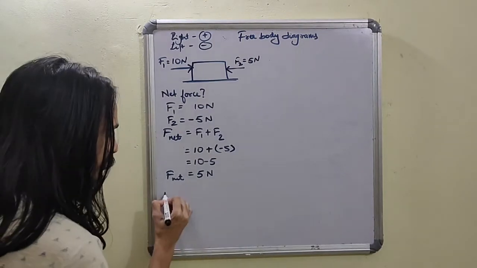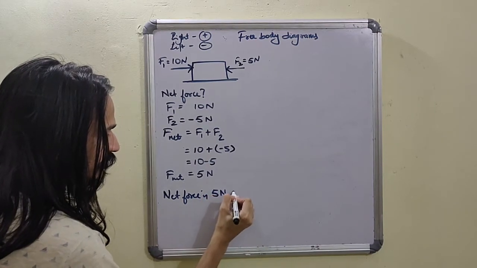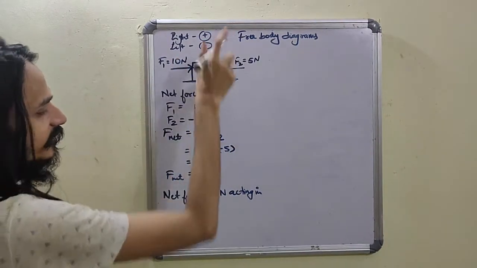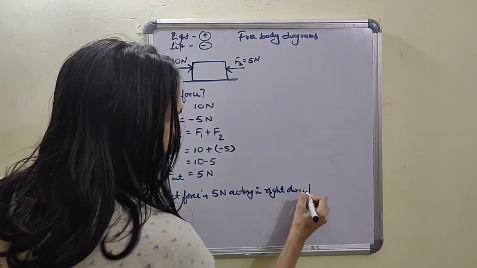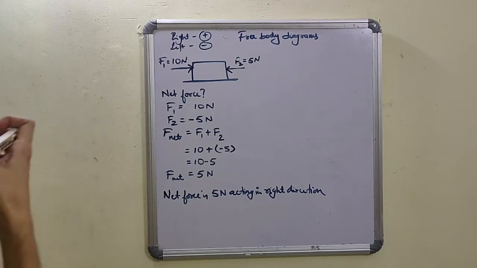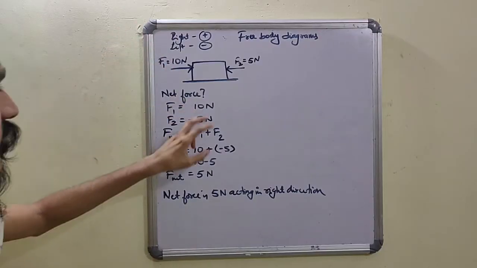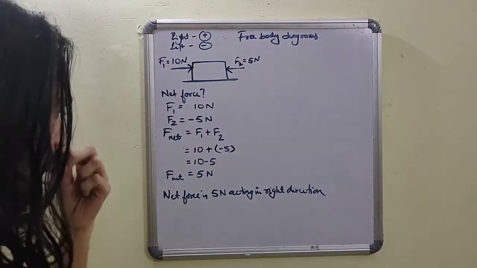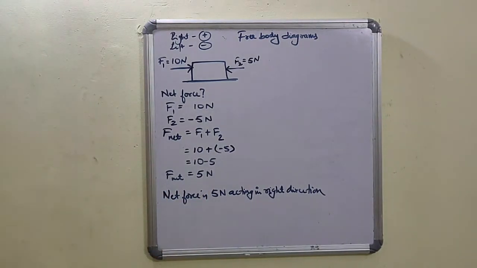So I can say net force is 5 newtons acting in the plus, the right direction. Okay. I can even change right and left to east and west, depending on what the question asks. So net force is nothing but 5 newtons and the direction is the positive direction.